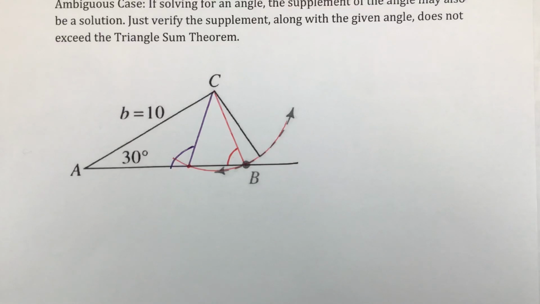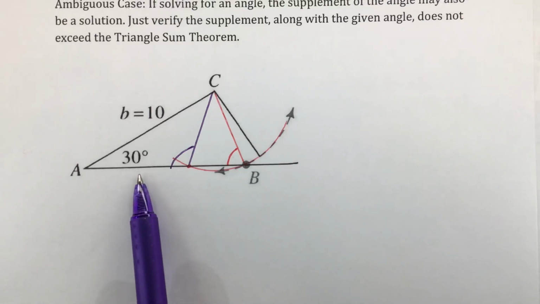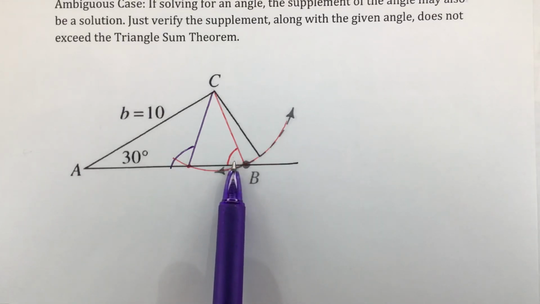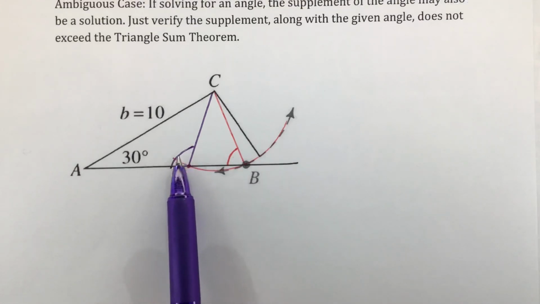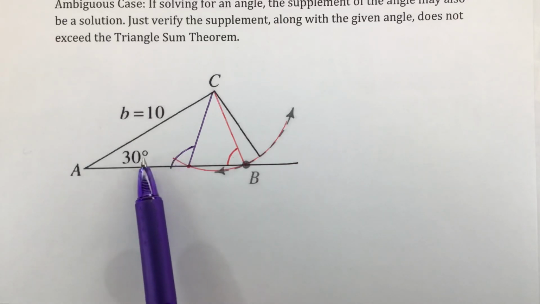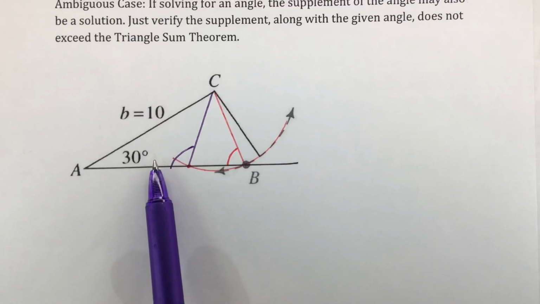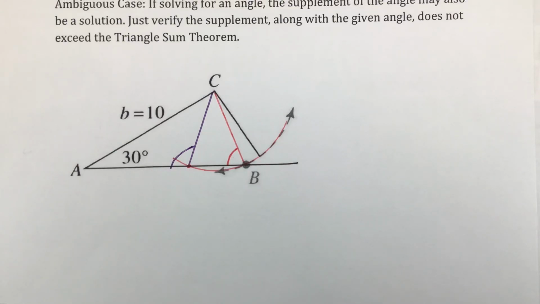So a little bit of a recap here. If you're doing a law of sines problem and you're attempting to solve for an angle, and the given angle is an acute angle, when you do your math, you're going to get an answer that's an acute angle for the other one, the one that you solve for. You need to consider that the supplement to that angle is also going to be an answer. Just make sure that when you take the supplement and add it to the given angle, you have not exceeded the 180 rule. And if you haven't, then you've got two answers.